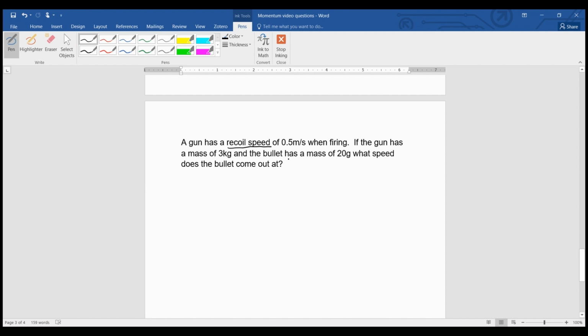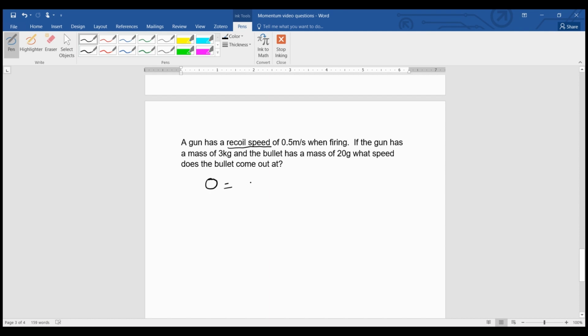So the bullet is coming out, so it's moving forward. So applying the law of conservation of momentum. Initially, before firing, both the gun and the bullet are at rest. So the momentum of both gun and bullet before firing is 0. So the momentum before will be 0. What is the momentum after? So the gun is moving backward, whereas the bullet is moving forward.